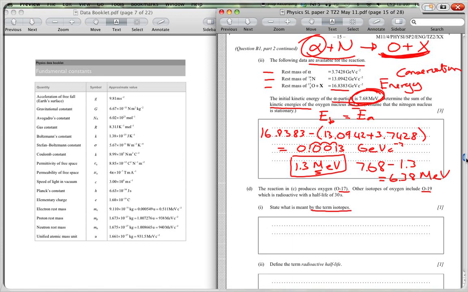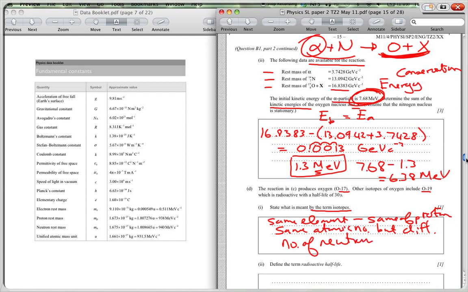So isotopes are the same element. That means same number of protons or same atomic number, but a different number of neutrons. And I can just explain it using here. Here we've got your regular isotope for oxygen is this. That's the one that's most common. It's very stable. And then we had this O17 and this O19.